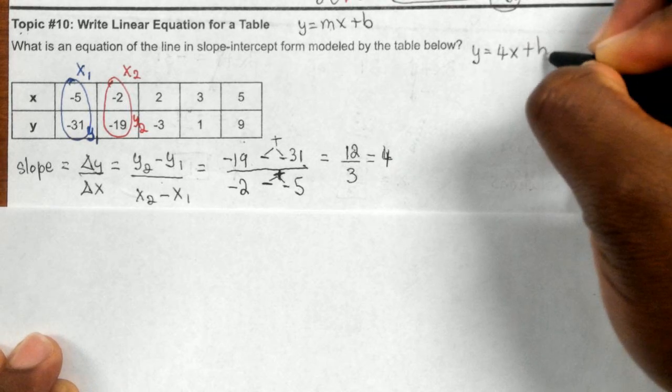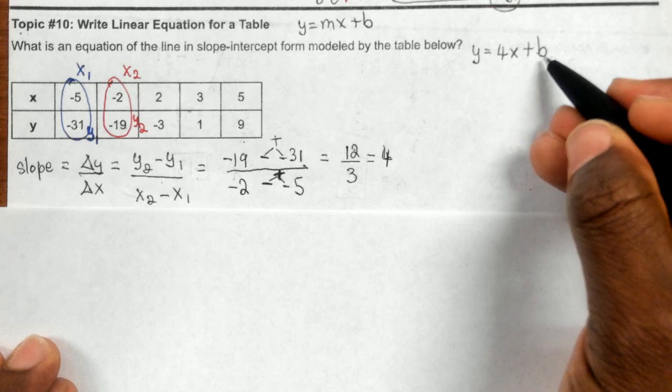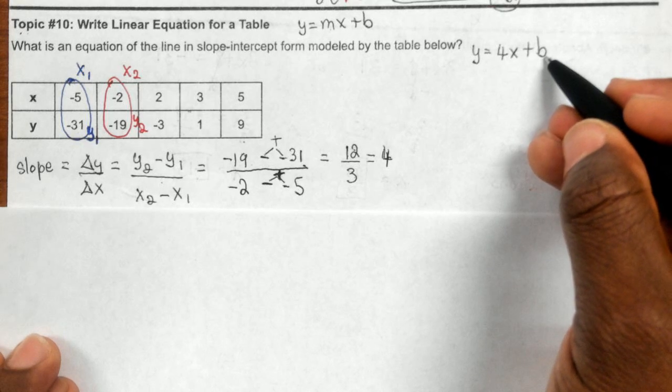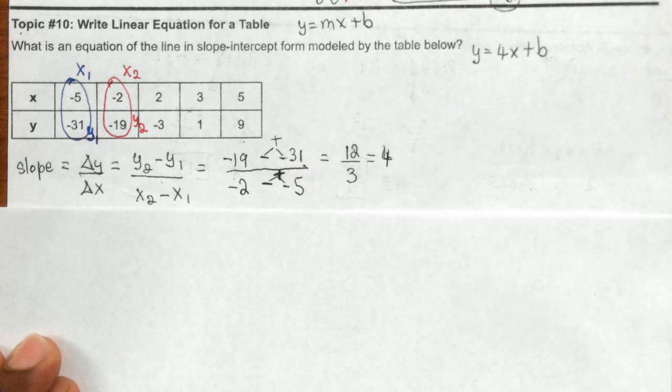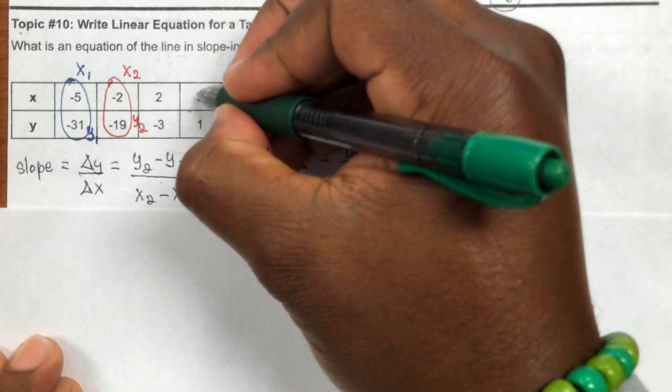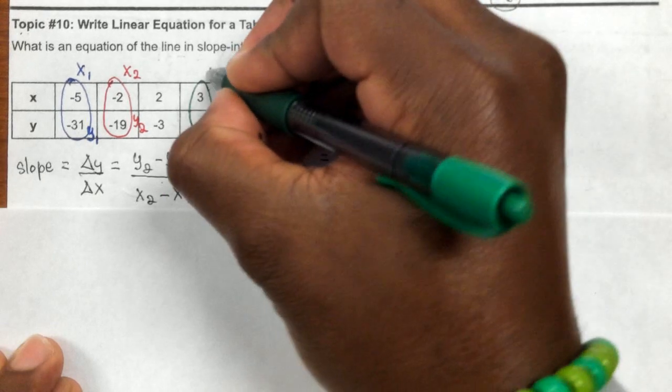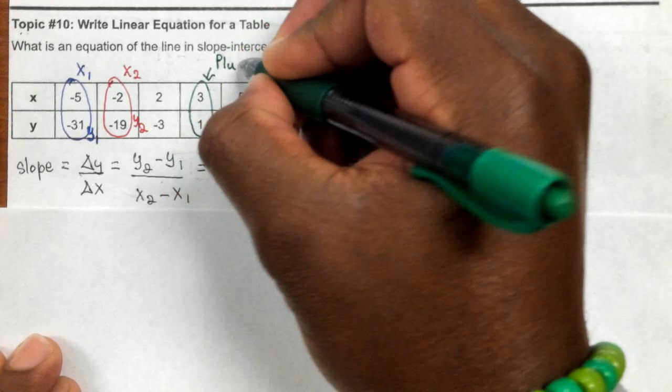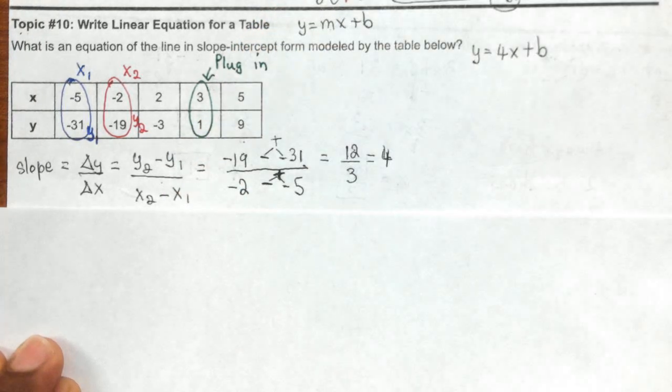Now I need to find the y-intercept. So I need to find what this value is. To find it, I'm going to pick a random point. I like this point, so this is the point I'm going to plug in.